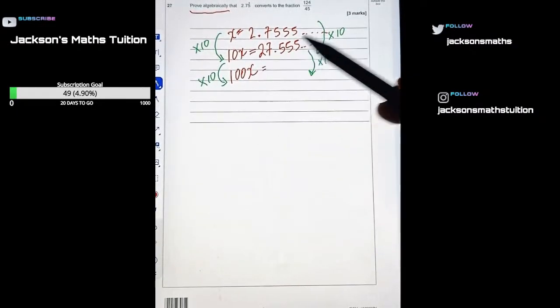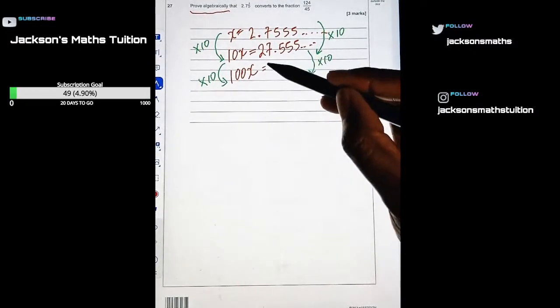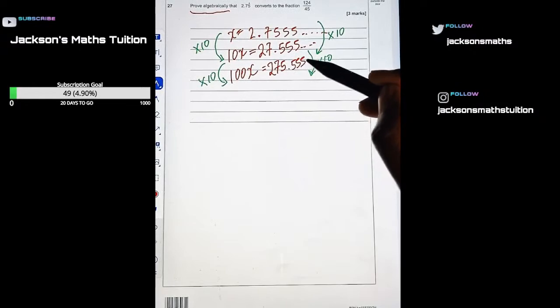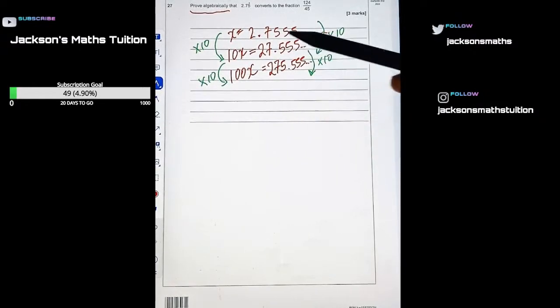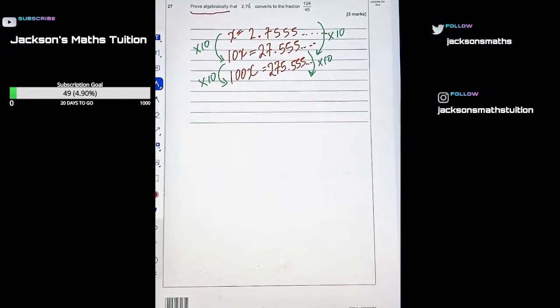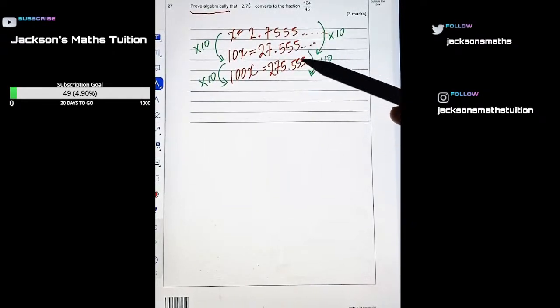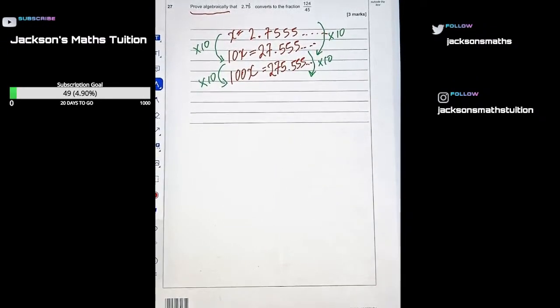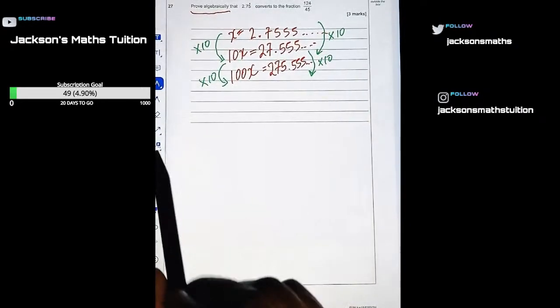And if you multiply that by 10, now we're going to have 275.555 recurring. Now, if you look at those two, you can see that these have the same digits behind the decimal point: 10x and 100x. Those are the two you're going to subtract to get rid of the decimal, so you can write the fraction.